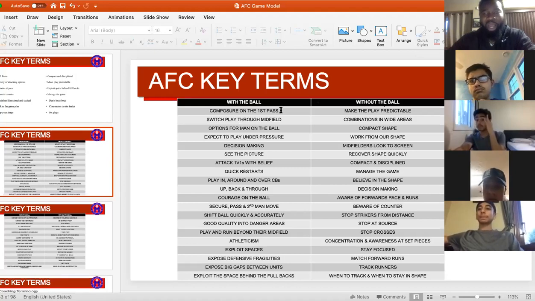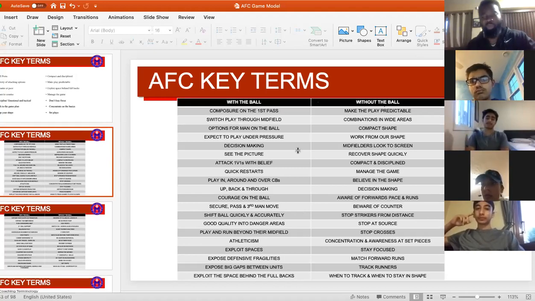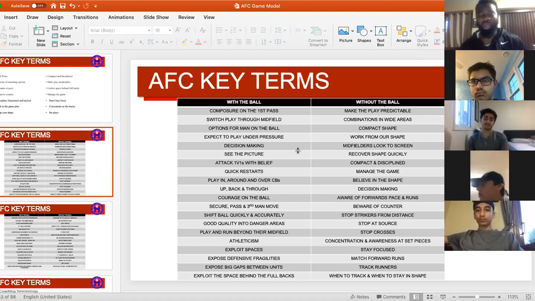Pressure on the first pass. So if Bassi gives the first pass, I want Aryan to pressure that first pass. Don't let that pass get to Bassi's feet. Pressure the first pass.